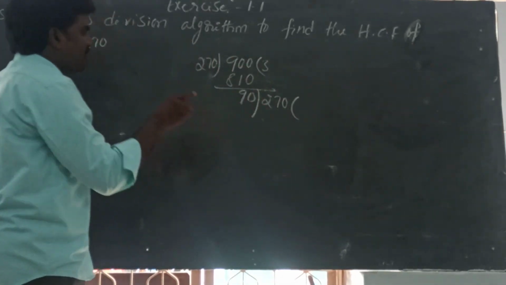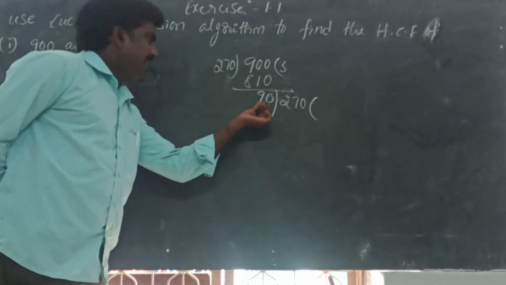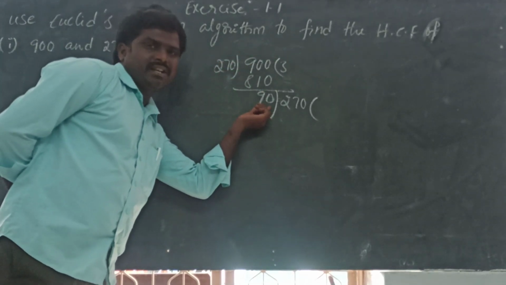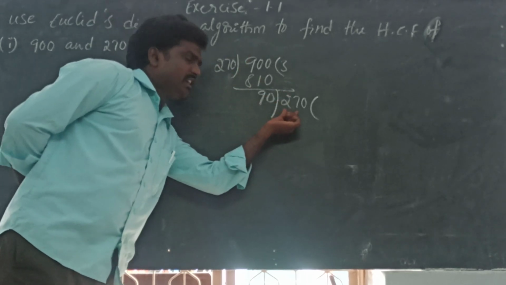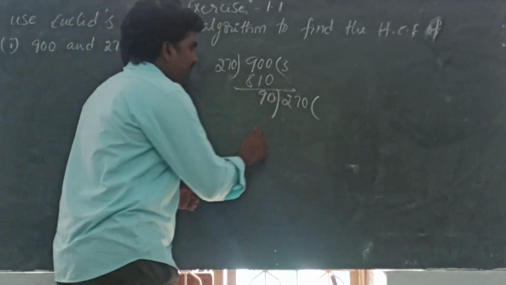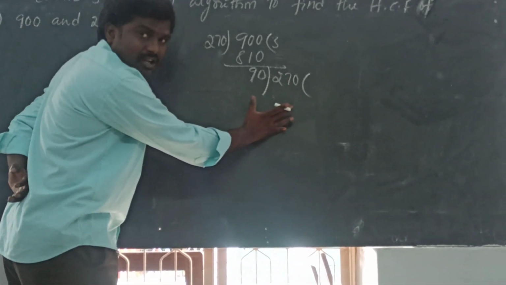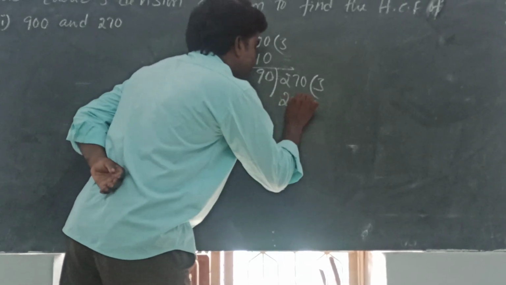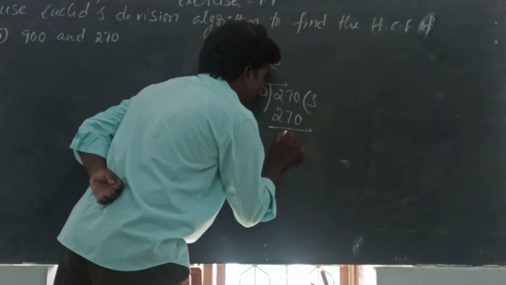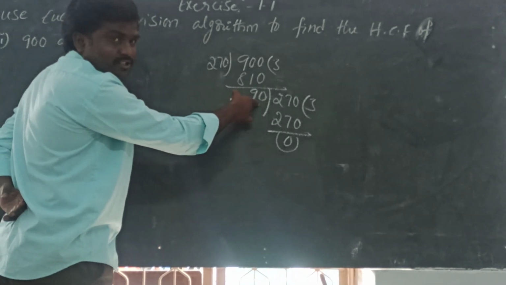Okay, to find HCF by GCD, how can we do that? The remainder becomes the divisor. The divisor of the first division becomes the dividend. Okay, so this process goes on until the remainder is 0. 90 into 3 is 270. The remainder is how much? 0. Where do we get the remainder 0? At 90 we get the remainder 0.